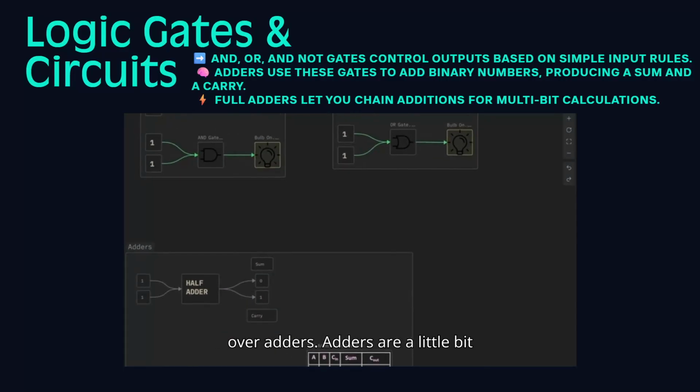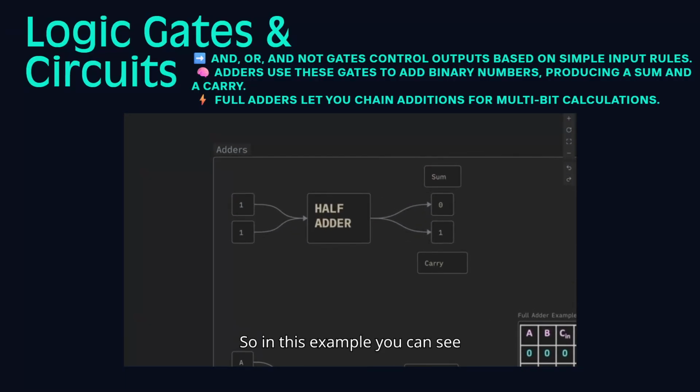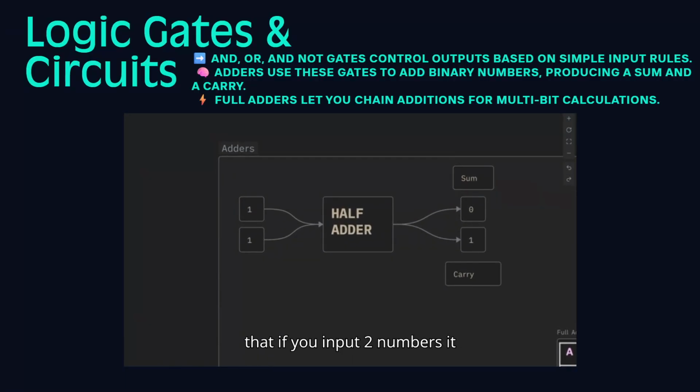So now let's go over adders. Adders are a little bit more complex, but still simple enough. In this example, you can see that if you input two numbers, it gives you a sum and a carry as the output. In this example, we have an input of 1 and 1, which gives you an output of the sum being 0 and a carry of 1. By the way, this is all done in binary.